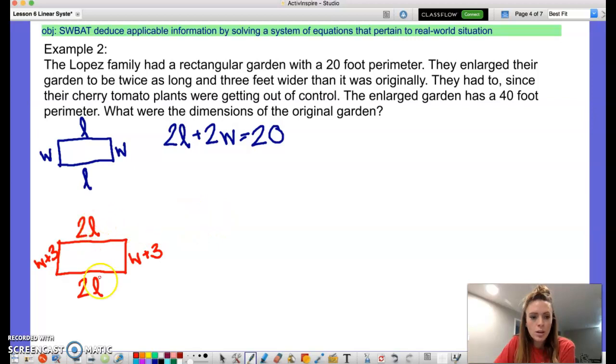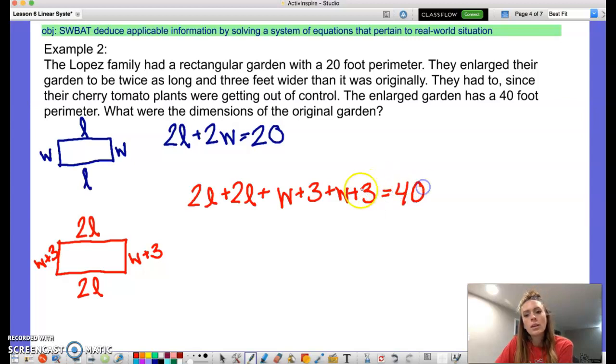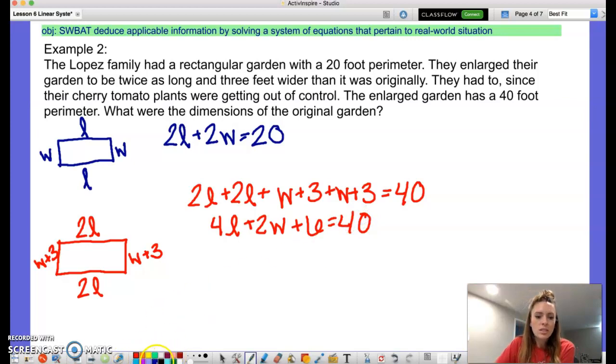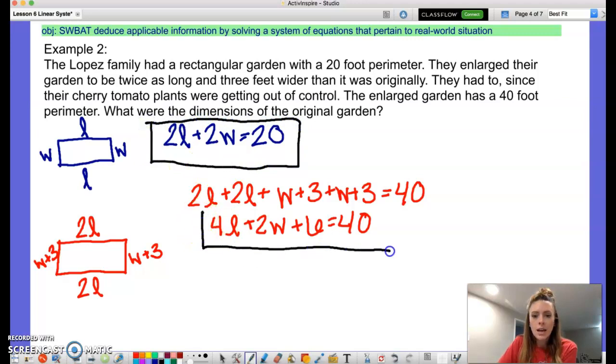So now we can represent this. We have 2L and 2L, so we can write this. If you'd like to condense it right away, I recommend doing that. But for people that aren't ready for that, let's write it this way. We've got our width, and then we have our other width on the other side, and we know that's all going to equal 40. So this one condensed is 4L plus 2W plus 6 equals 40. So we have 2 systems of equations here, right? We've got this one, and this one.